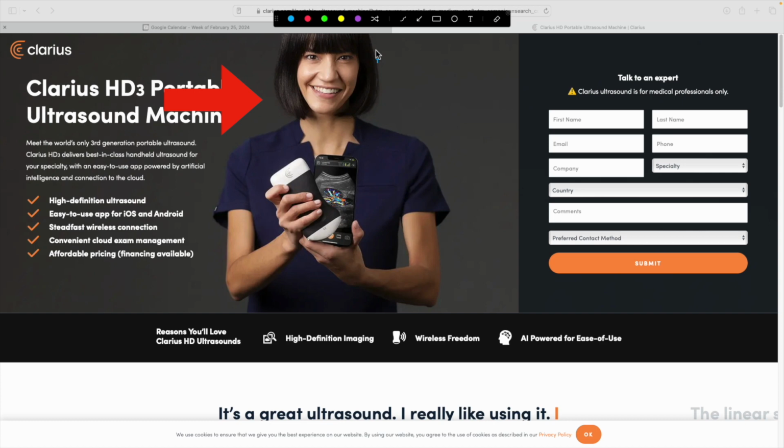Now, I don't necessarily know who she is. I don't know if she is an ultrasound technician. I don't know if she's a doctor. I don't know if she's a nurse. But based on the image, I'm going to guess that she's a medical professional. And from that particular perspective, this made-up medical professional is going to be the persona that I'm going to assume that we're targeting today. Here's one of the problems that we're having with this particular form already.